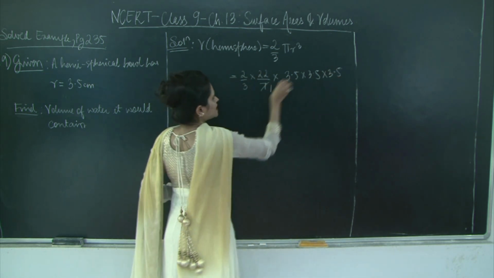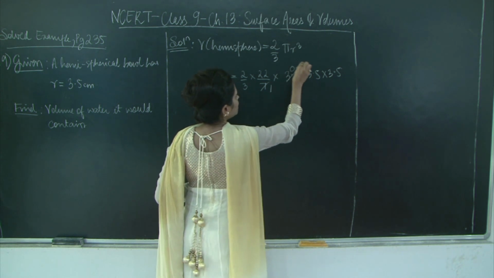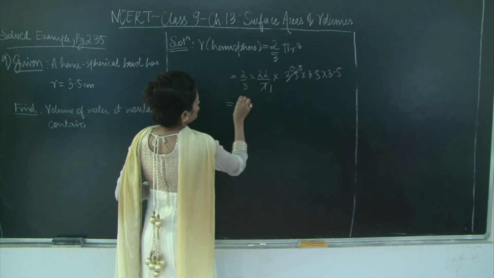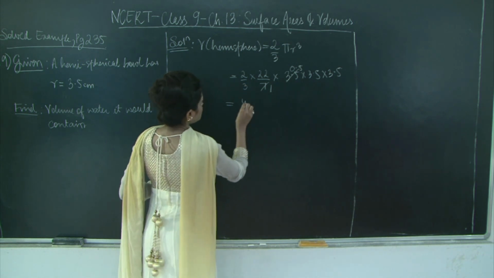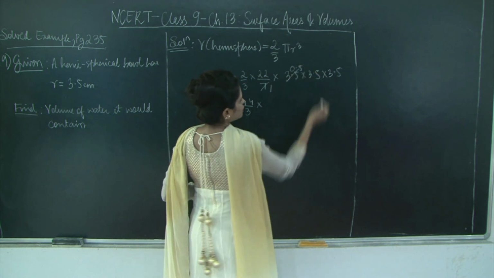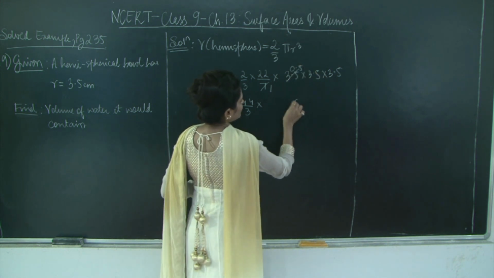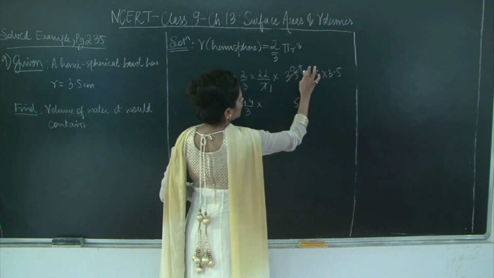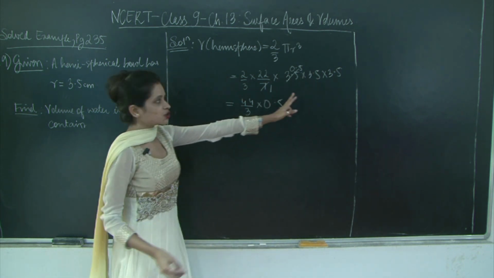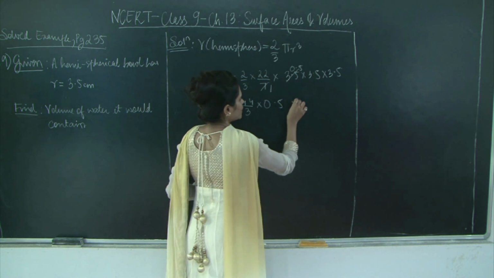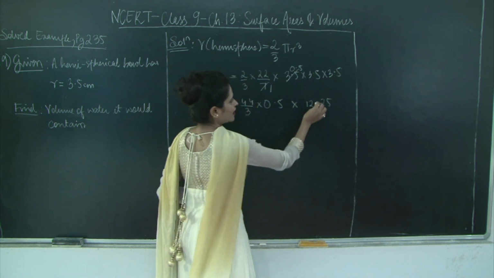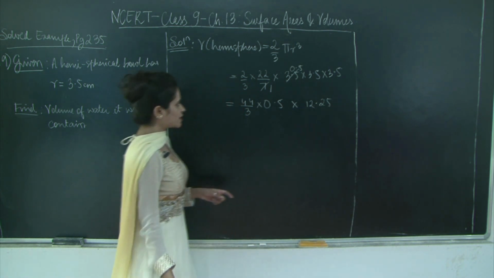So 7 ones are 7, 7 5s are 35. So this is going to be 44 upon 3 into 0.5 into 35 would be 5 5s are 25, 5 3s are 15. Okay, so let's just write 0.5, and we know that the square of 35 will be 5 5s are 25 and 3 4s are 12. So 1225 and 2 decimal places out here.